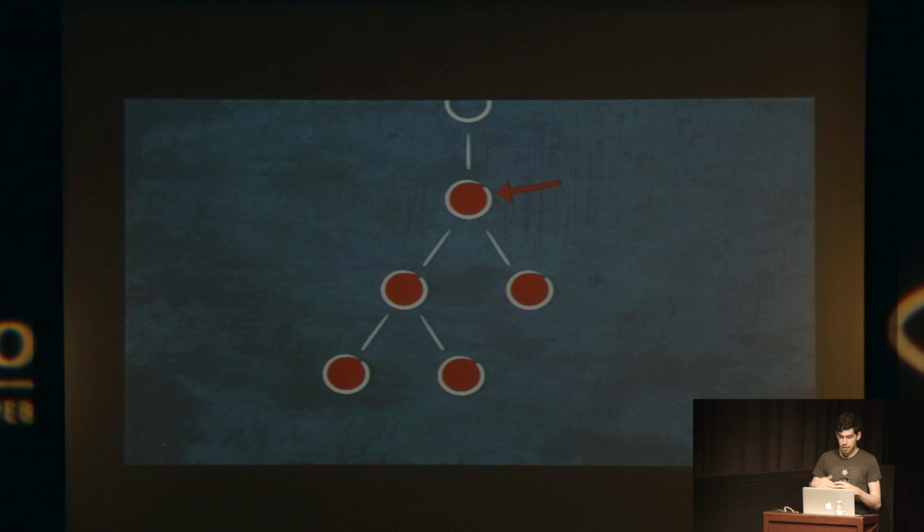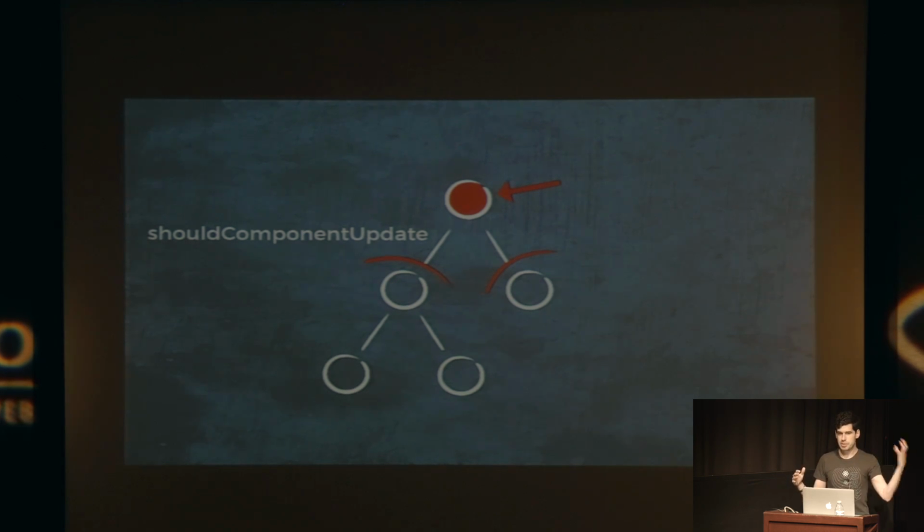Now let's assume that it takes more than 16 milliseconds to re-render this entire tree. If you keep following the React documentation, the suggestion that we give you is to implement shouldComponentUpdate. It's a hook that, given the previous props and state and the next props and state, you can tell React, okay React, I'm confident that nothing is going to change.